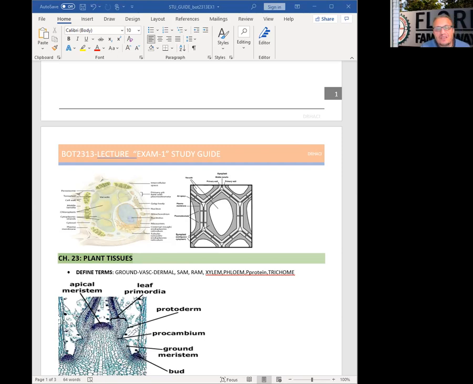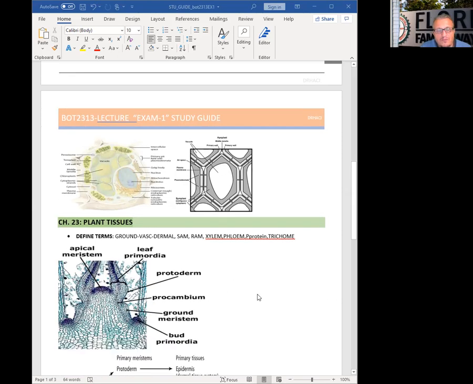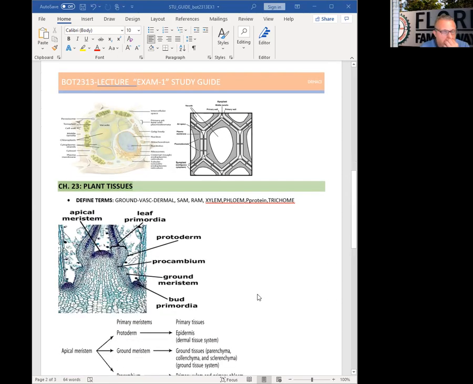The types of cells we cover are parenchyma, collenchyma, sclerenchyma, xylem, phloem, and meristem cells. You will see meristem in both the cell chapter and the next chapter, which is plant tissues. Cells can be meristem cells, or their tissue will be meristematic tissue. And there are also dermal, vascular, and ground tissues.